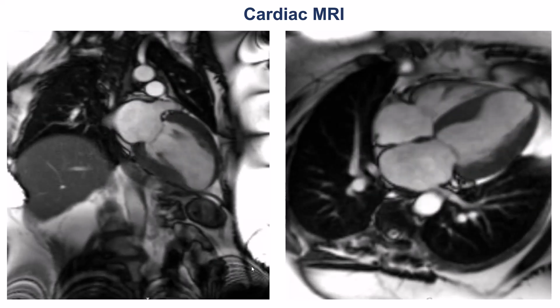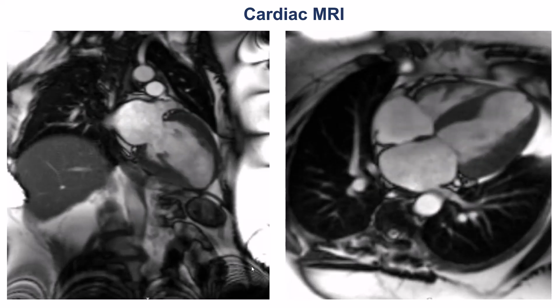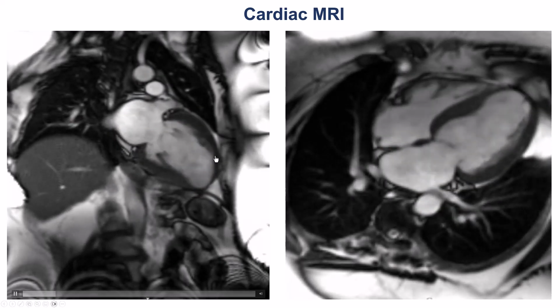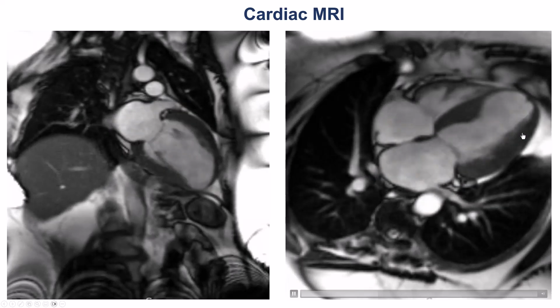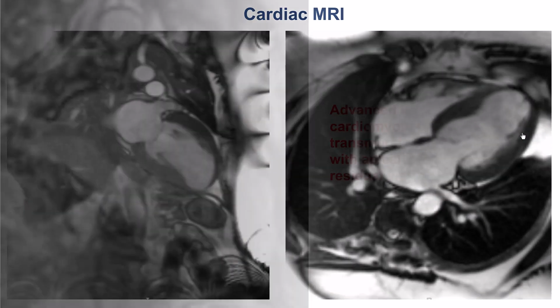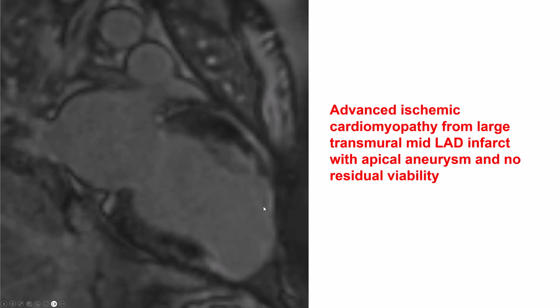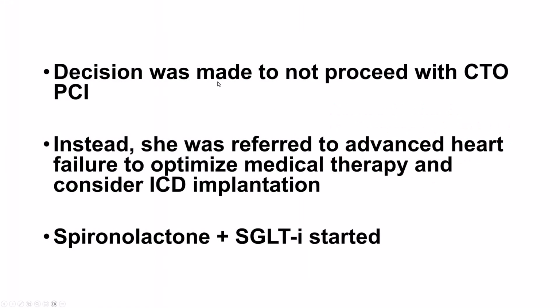However, we performed an emergency MRI, and we saw that there was essentially akinesis of the anterior wall and the apex, and there was delayed enhancement of the same areas showing lack of viability. Essentially, the patient had a large transmural mid-LAD infarct with an apical aneurysm and no residual viability. So we canceled the procedure. We referred to the advanced heart failure team, and the patient was started on spironolactone and an SGLT inhibitor, and a recommendation was made for ICD.